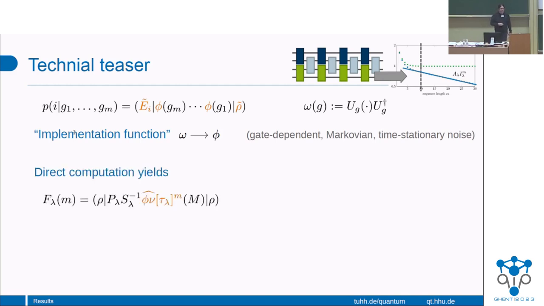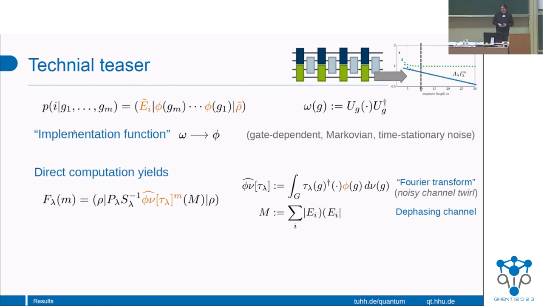Then if you plug this in, you find that the fidelity has a rather simple expression. I mean, it's a lot of symbols, but it's rather simple. Namely, it involves the power of some operator there in orange. And this operator has the form of a channel twirl, if you like, where we replace the representation on the right-hand side with your noisy implementation phi. So think about it a bit as a noisy channel twirl. There's some relation to harmonic analysis. That's why we call it Fourier transform, but it should not be too important right now.